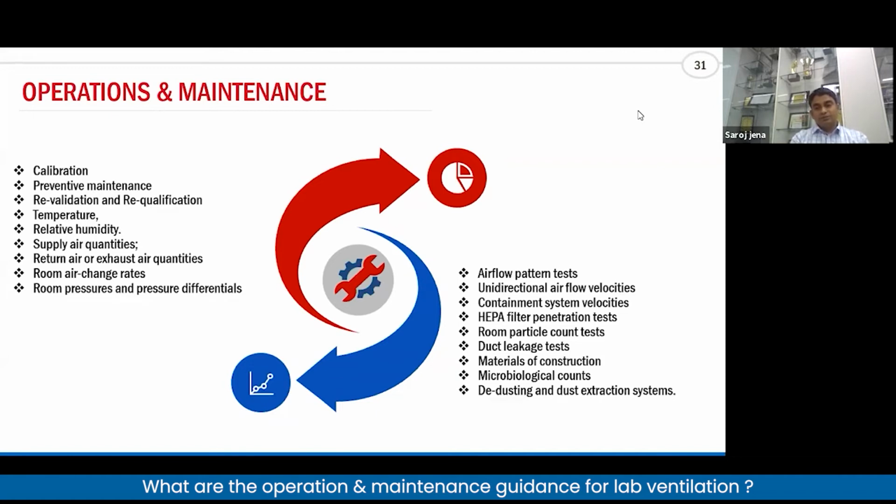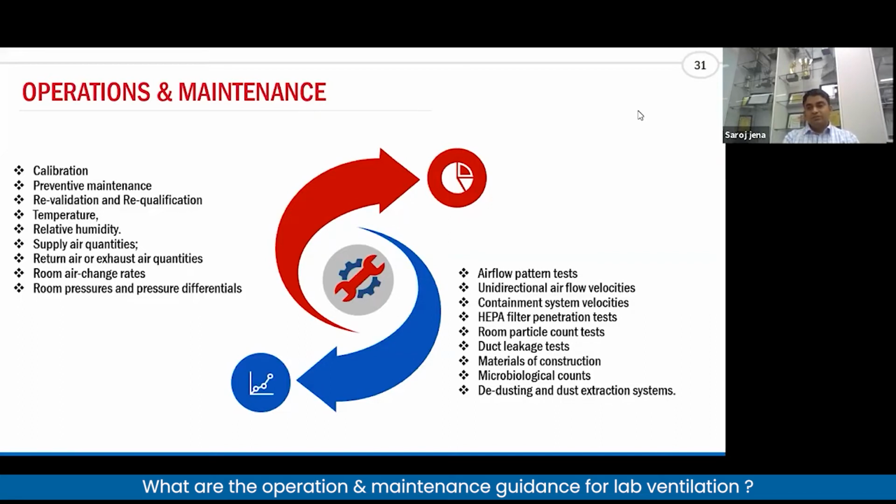Then the second part is the airflow pattern test. Basically, this plays a very critical role in our biosafety cabinet, fume hood, and LAF. These are about airflow direction. If the airflow direction changes due to my fan speed and such, the air gets completely contaminated to the environment. So for unidirectional airflow velocities, the airflow should be unidirectional, and that has to be checked.